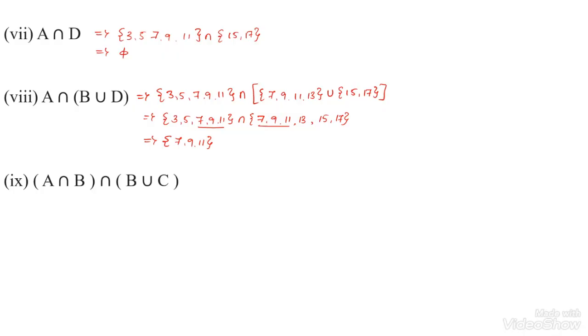Next question. A intersection B. What are the elements of A intersection B? Already we have found A intersection B. The elements are 7, 9, 11. In the first question, we had to check A intersection B only. And again, intersection, then B union C. What are the common elements between B and C? That is 11 and 13. Now, I have here B union C.